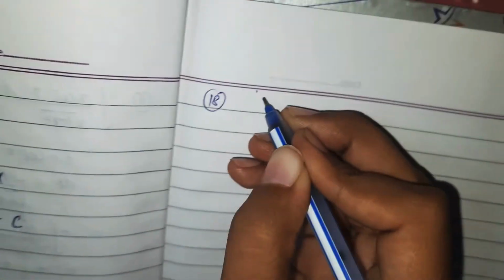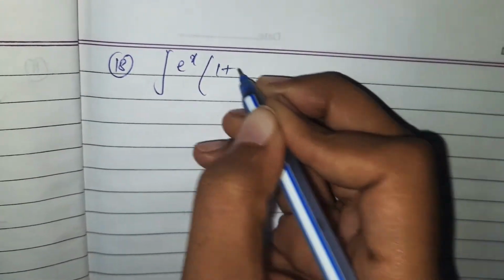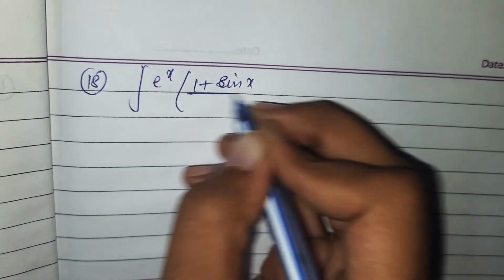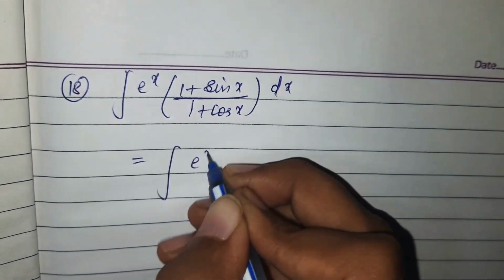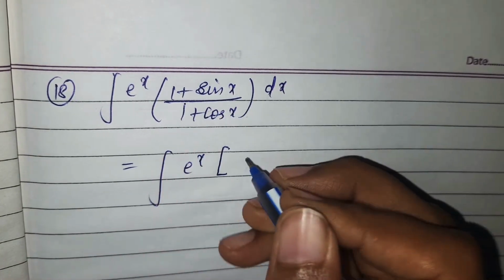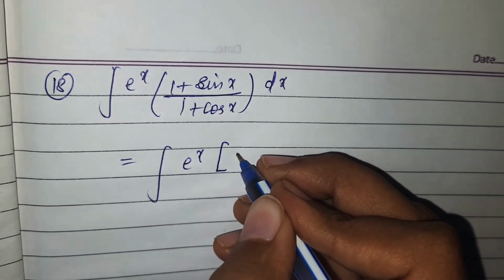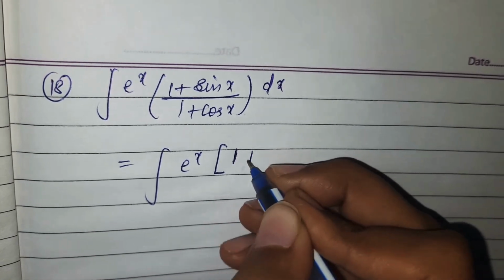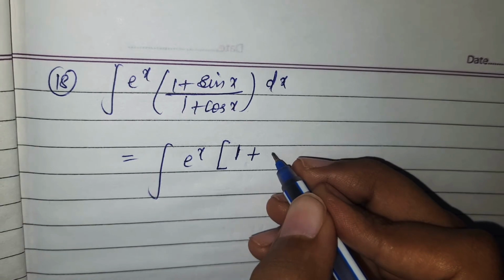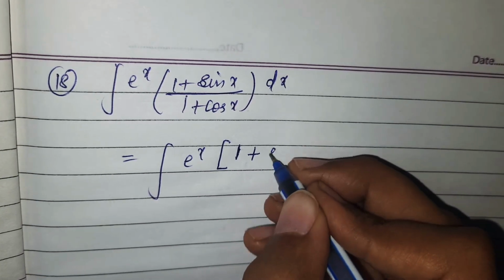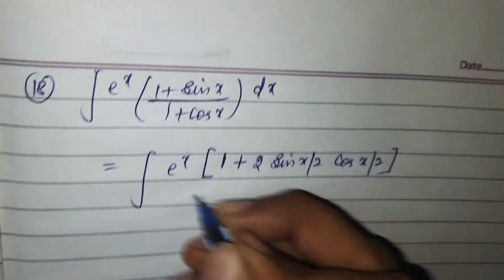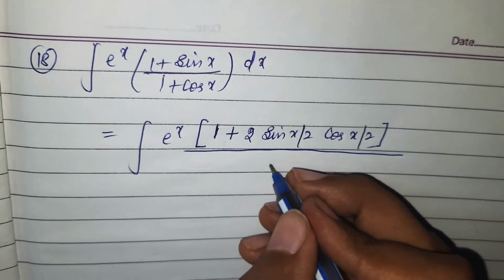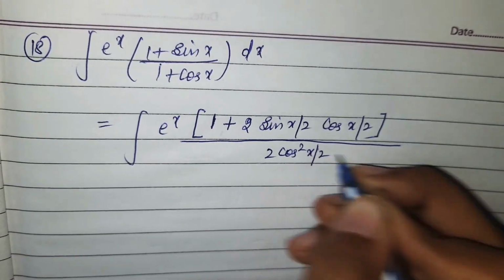Come to question number 18. In question number 18, I am having e^x times 1 plus sin x. Now this e^x form I am getting again and again. Can we write this 1 plus sin x? If I want to write 1 as this, sin theta is 2 sin theta by 2 cos theta by 2, so the angle will become half, and 1 plus cos 2 theta is 2 cos square x by 2, dx.